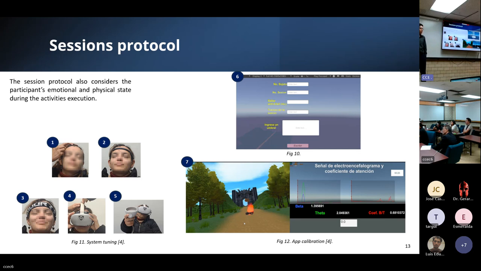Okay, so the session protocol to apply the system was, first of all, to clean the forehead area of the participants and then tune the VR system. Once this was ready, the next step was to calibrate the system. Even when we have a threshold previously calculated from the participants, we need to calibrate the system too, because sometimes, due to the emotional state of the users, the magnitude of their attention coefficient could be less than on other days, or on the contrary. And we asked them some questions about their mental health.